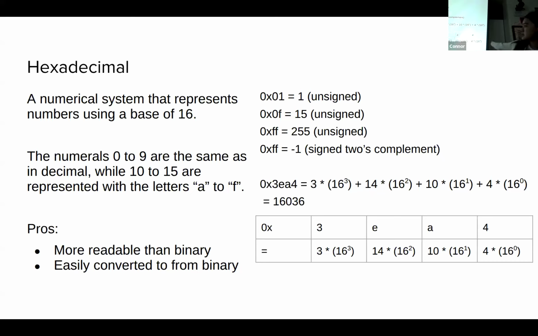So here is an example of how we would convert a number from hex to decimal. Each of the places can directly be converted to a decimal value by multiplying it with 16 to the power of the place in the hex number. For example, if we have a 4 as the least significant digit, we can just do 4 times 16 to the 0 to get 4.